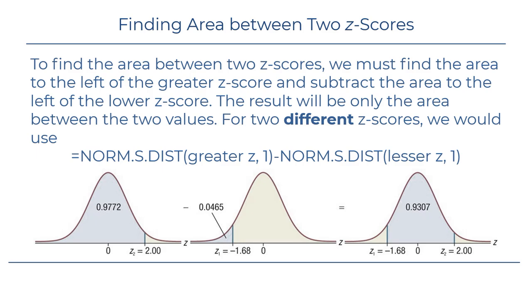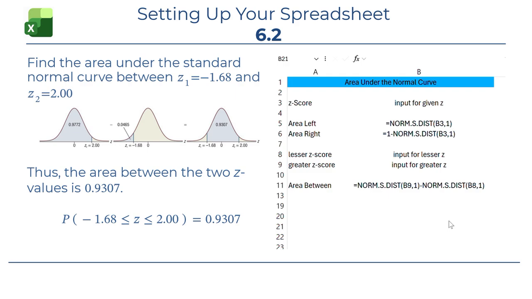Let's take a look now at how to find the area between two z-scores. We must find the area to the left of the greater z-score and then subtract the area to the left of the lower z-score, and that is going to leave us with just the area in the middle. So for two different z-scores, we're going to use NORM.S.DIST, the greater z-score, comma 1, minus NORM.S.DIST, the lesser z-score, comma 1.